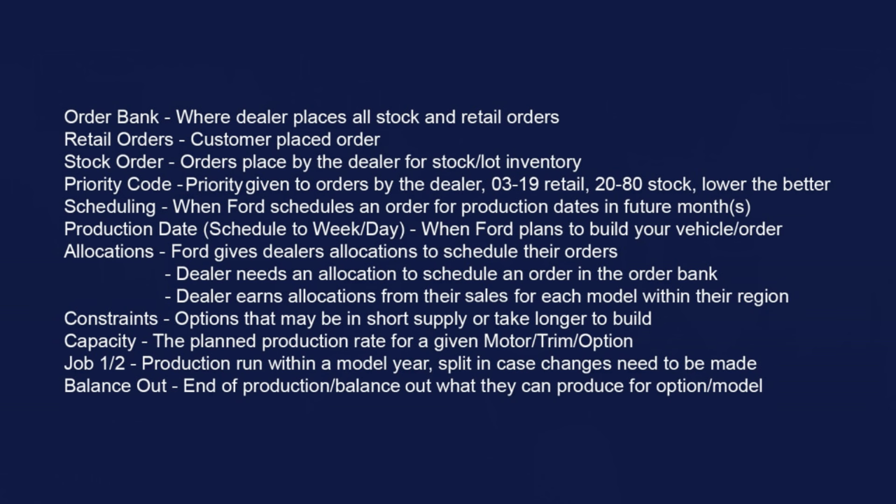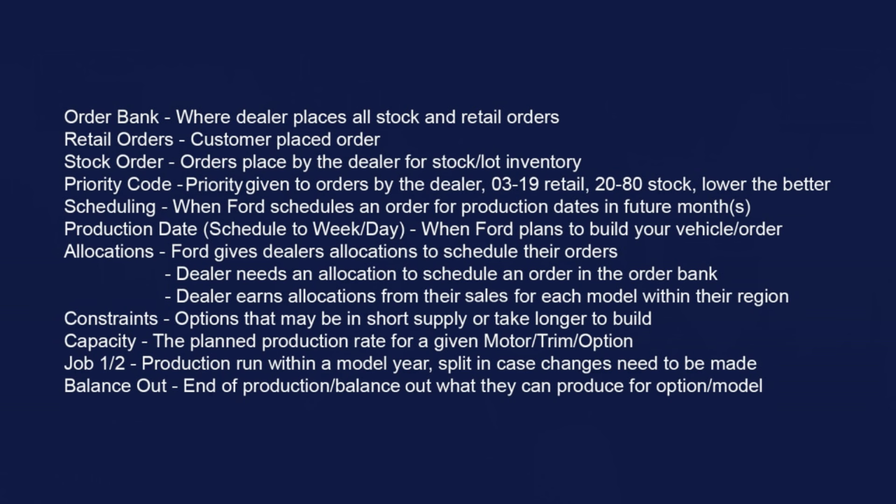The priority code, that's the priority given to orders by the dealer. An 03 to 19 is a retail order type, and 20 to 80 is stock. Now, the lower the better, so those numbers can be manipulated and moved down by the dealer. Default is 19 for retail and 80 for stock, but they can be adjusted and moved. Now, scheduling, that's when Ford schedules an order for production dates in the future months, and those are the dates we're going to talk about each week. It's different, but for the most part, within a month, they'll schedule a couple months out from there. Production date is when your order is planned to be produced or built.